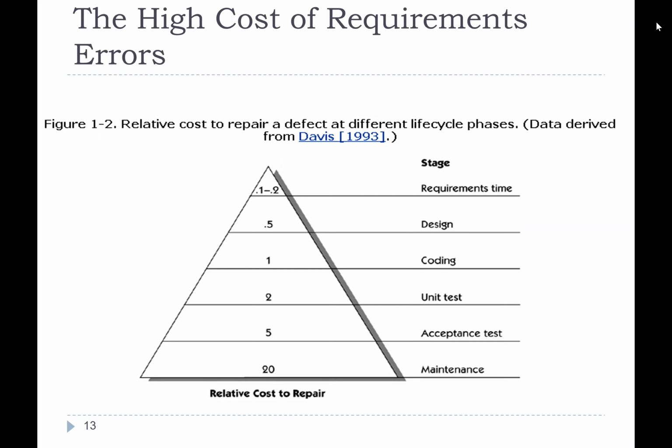And if you look downstream, all the way down to maintenance, meaning that the software is already out and in operation, it might cost 20 times as much. And it's not just financial cost, it's intangible cost as well. You know what the word intangible means? Intangible means it's something that you can't put a number on.